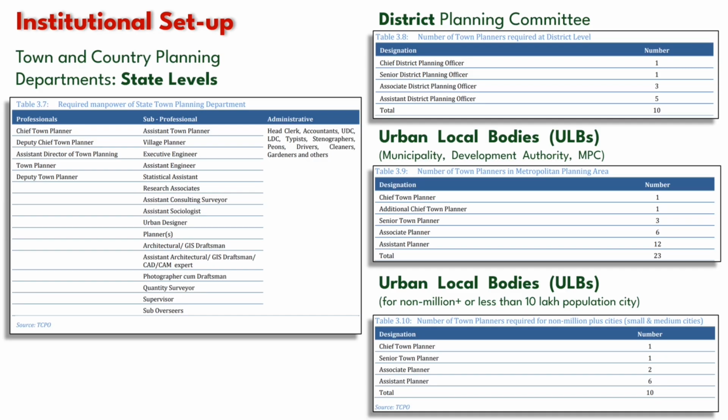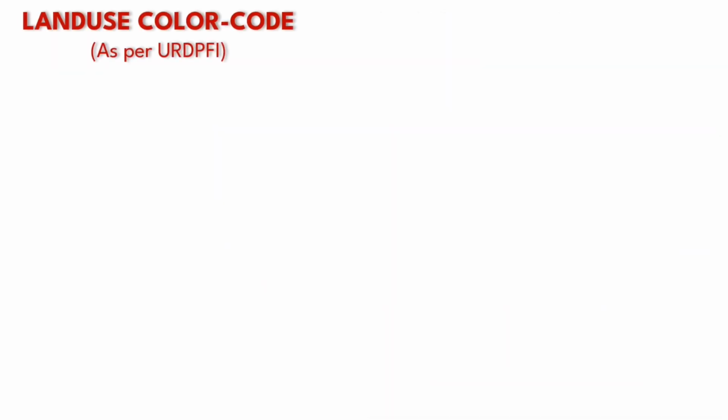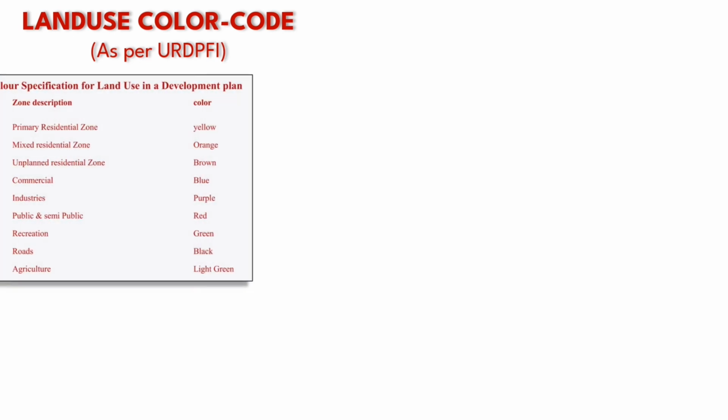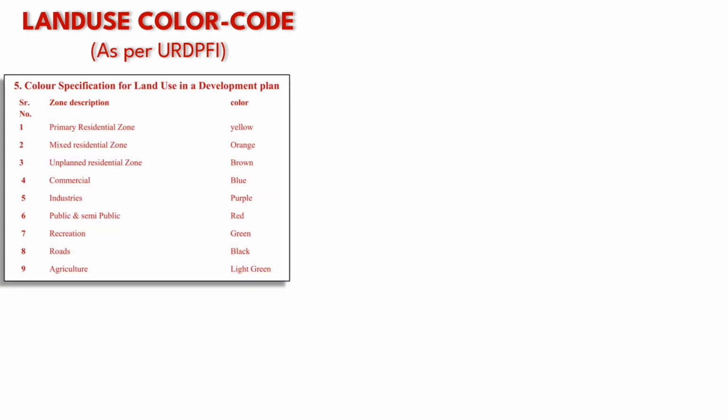So this was the governance structure, and now we will see how a comprehensive plan can be prepared. To standardize a plan so that it can be understood by any planner across any state of India, a land use color code has been given in URDPFI so that development authorities and planners can refer to it. Let's look into these color codes.